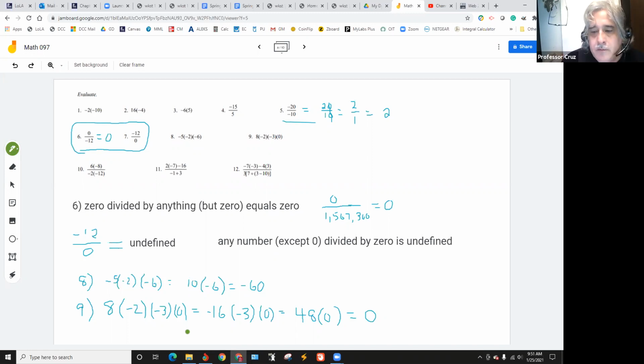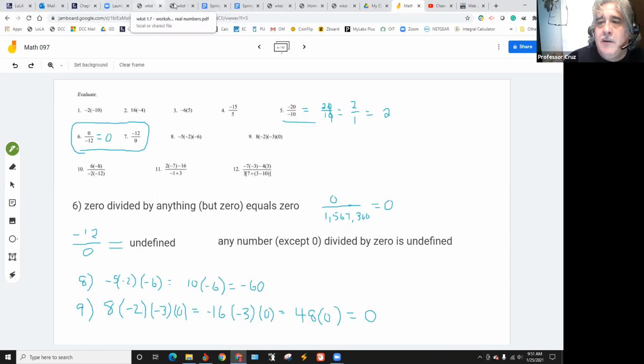Okay. So there's 3 negative signs. So we know immediately it's going to be negative, because 2 are going to turn into a positive, and then you'll have 1 negative left. All right.